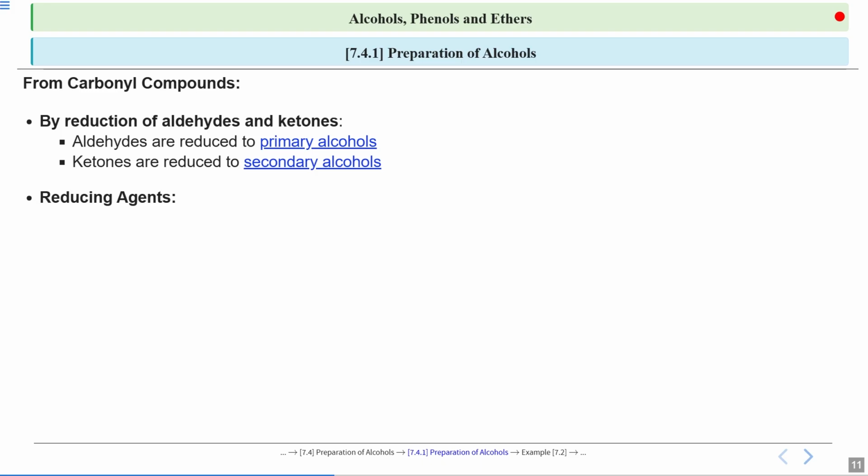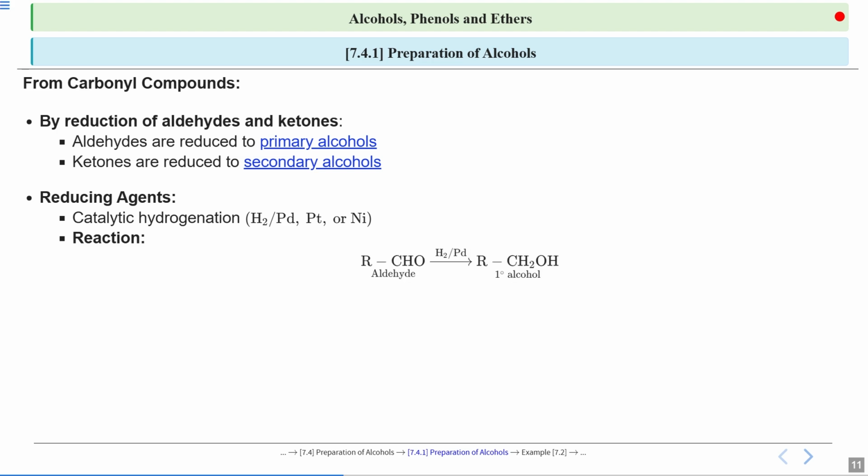What are the reducing agents which we are going to use? The catalytic hydrogenation in which we are going to use the hydrogen in presence of palladium, platinum or nickel. And the reaction involves aldehyde. So first of all, we take aldehyde, general formula RCHO.